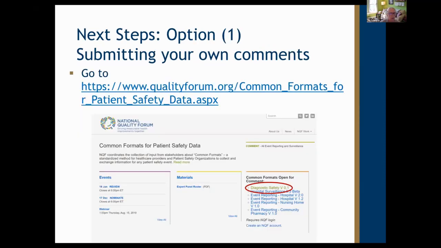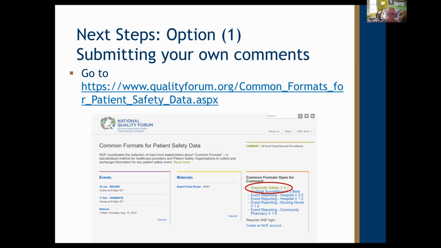So the actual process then, and I'll go through this pretty quickly because this gets super detailed, and Jerry actually produced a great video that we'll share that walks you through each type. The format is complicated, and so is the process to submit comments. Your first option, if you wanted as an organization to submit your own comments, is to go to the landing page. This is the link on the slide at the NQF. I've circled where you go. So you go to that page. It's going to ask you to either create an account or log in.